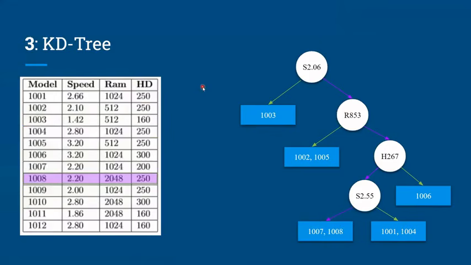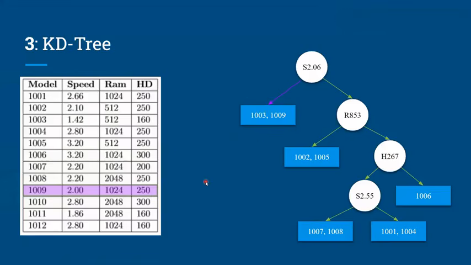1008 should be placed right there, and we have enough space for it, so it would just be put. What about 1009? 1009 having a speed of 2, less than 2.06. We go to this side and we have enough space for it. So 1009 will be placed just like we can see right here.